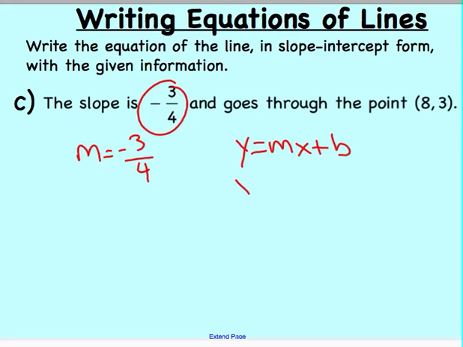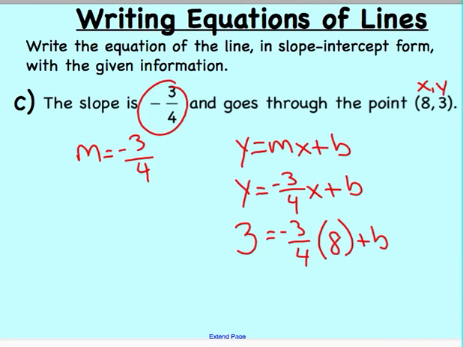Then we're going to go y equals negative 3 over 4 x plus b. Negative 3 over 4 is the slope, so I can plug that in. But I don't know the y-intercept. But what I am given is a point. And this means that x is 8 and y is 3. So let's go ahead and replace y with 3 and x with 8.